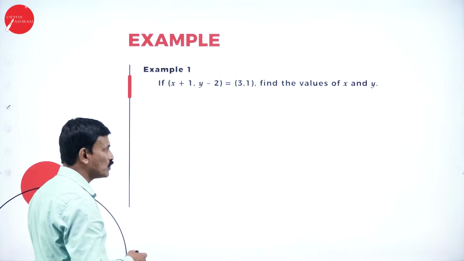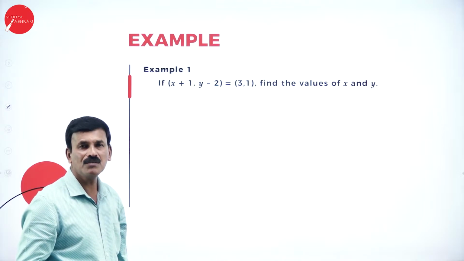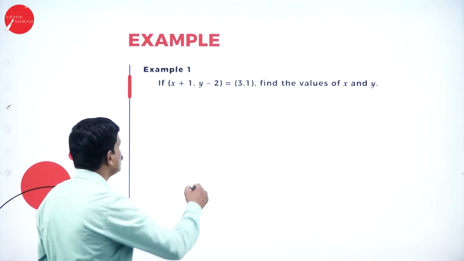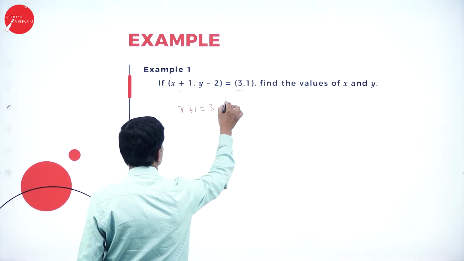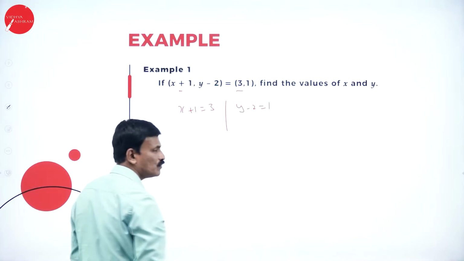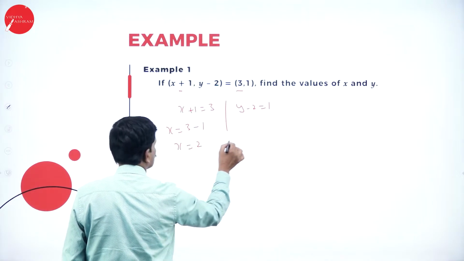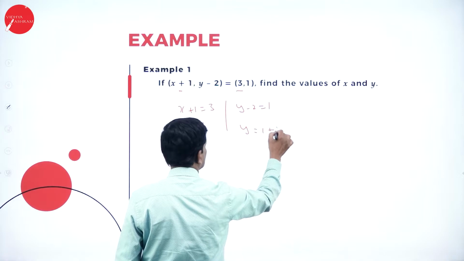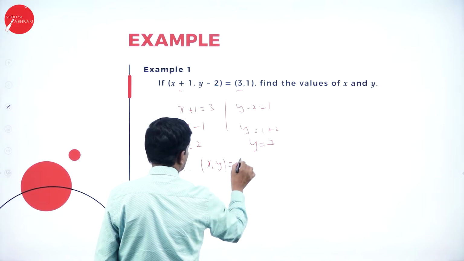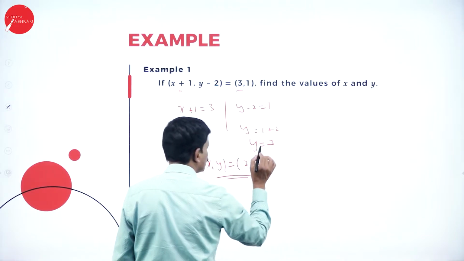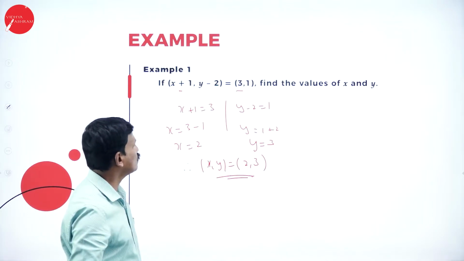Now this is an important type of problem. If (x + 1, y - 2) = (3, 4), find the values of x and y. By equality, just equate the first coordinate to the first, and the second to the second. So here x + 1 = 3 and y - 2 = 1. Now this can be written as x = 3 - 1, x = 2. Transferring -2 to the right hand side, +2, y = 3. Therefore the ordered pair (x, y) = (2, 3). That's it. So here the value of x is 2 and y is 3.